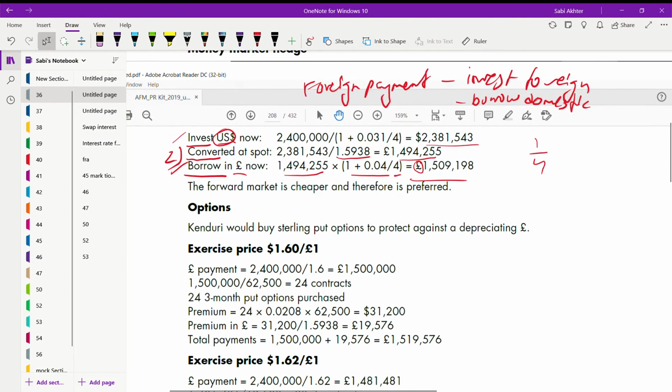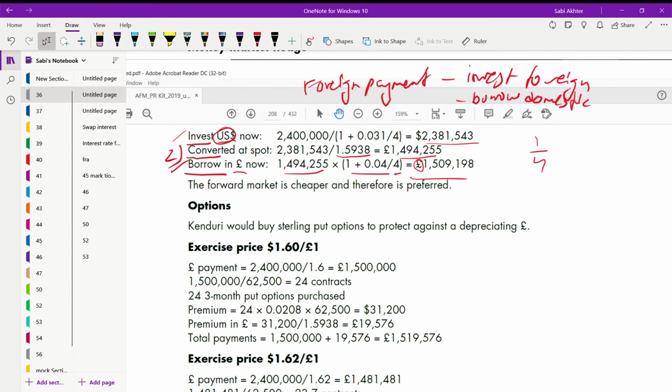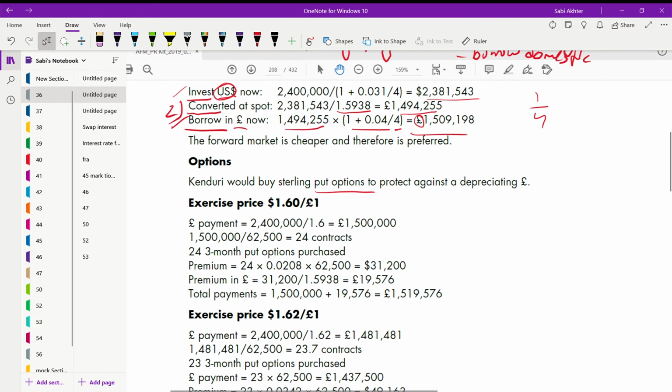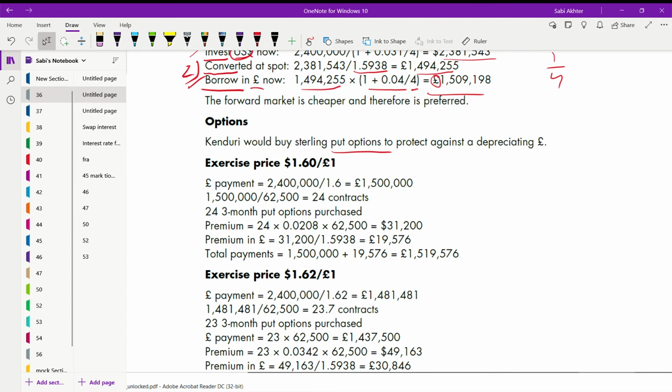Now you can see option is there. Option also you have to decide. Option, they are going to buy put options because it's a pound. I told you it's a borrowing put, deposit call. And they have given you the 2 exercise prices. Under both exercise prices, you need to do the same method. Only the numbers will be different. For any option, this is fixed.